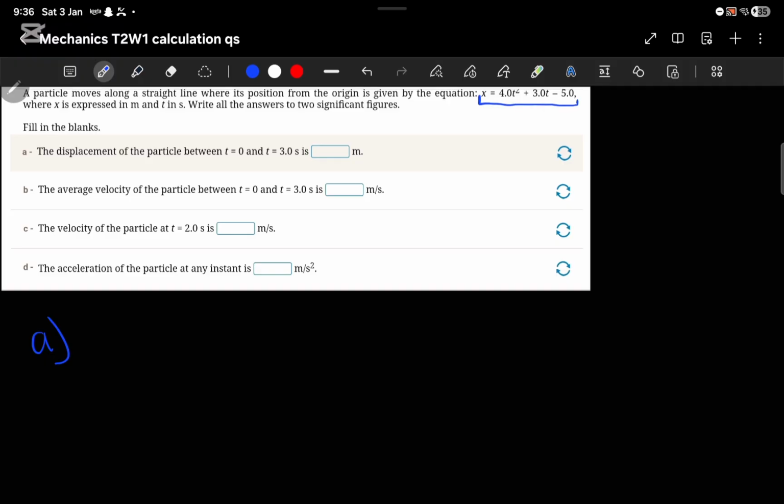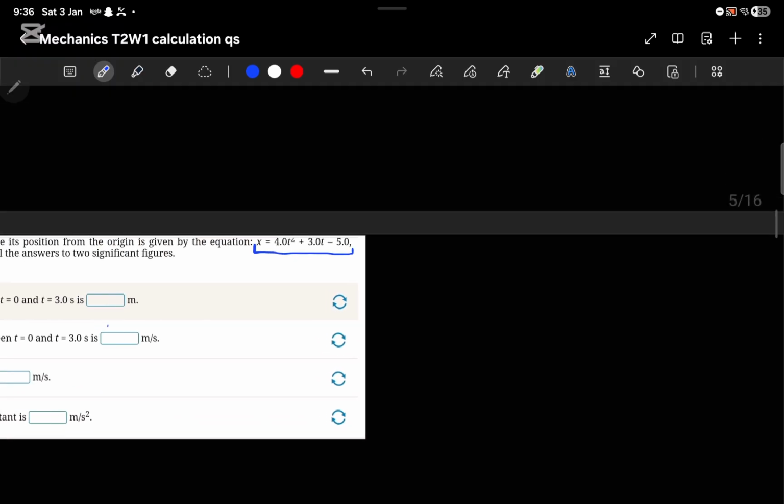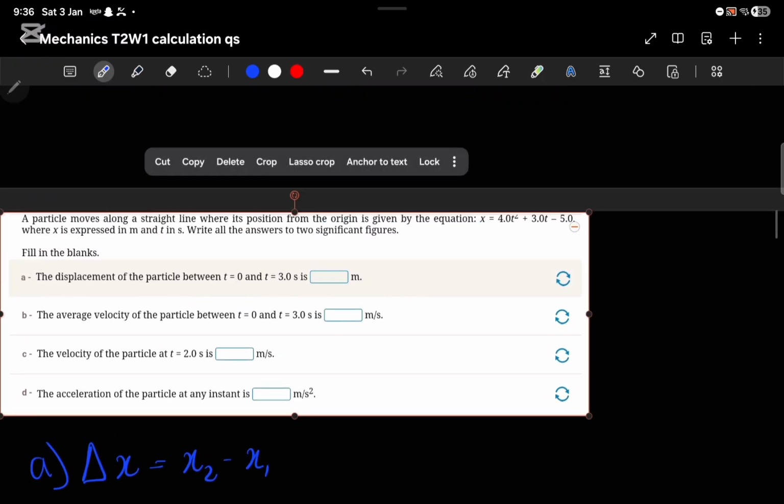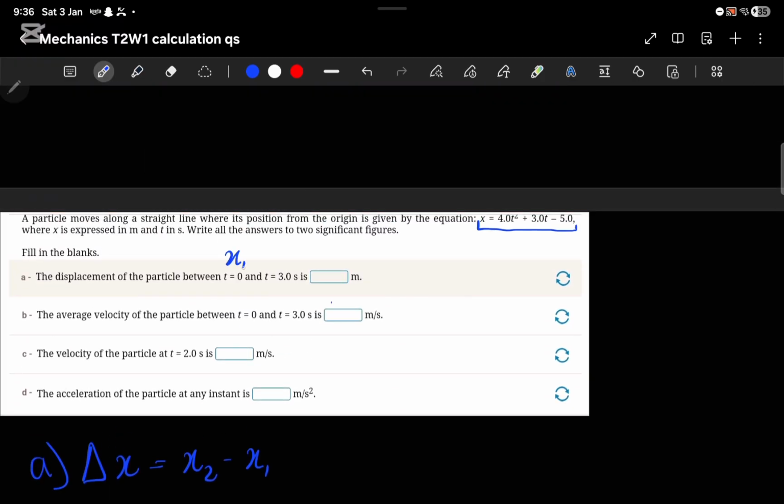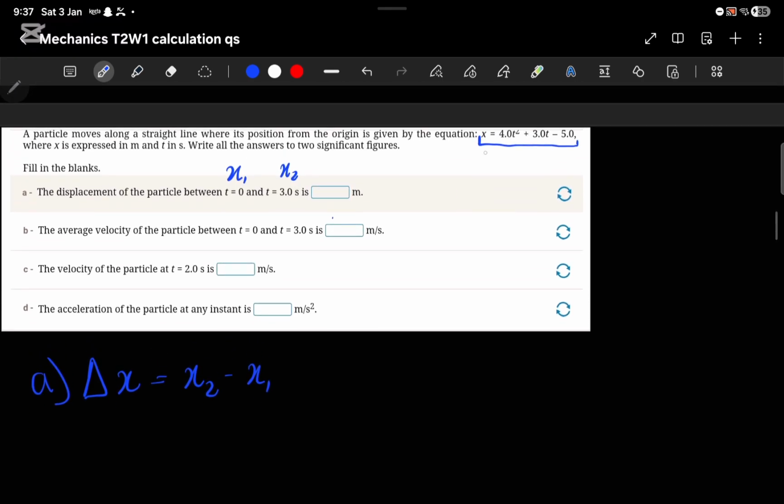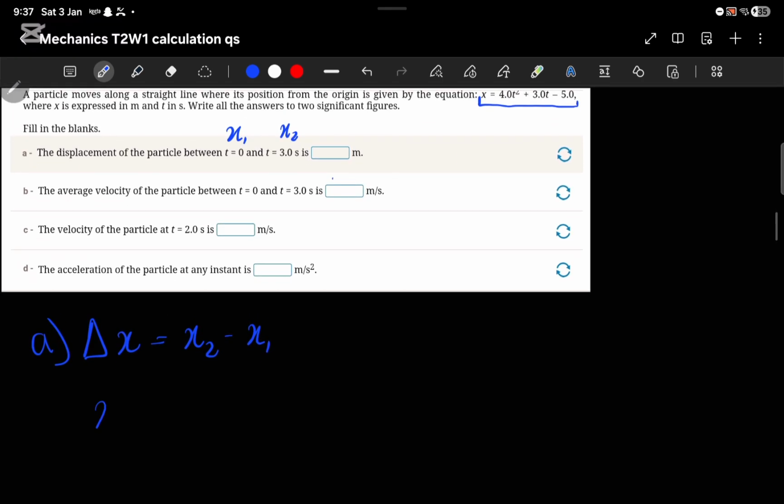So, the displacement is delta x, right, which is x2 minus x1. So, let's label our x2 and x1. Obviously, x1 is going to be at t equals 0, so that logically means x2 is going to be at t equals 3. So let's substitute t equals 0 in this equation: x1 is equal to 4 times 0 squared plus 3 times 0 minus 5. This is just minus 5 meters.